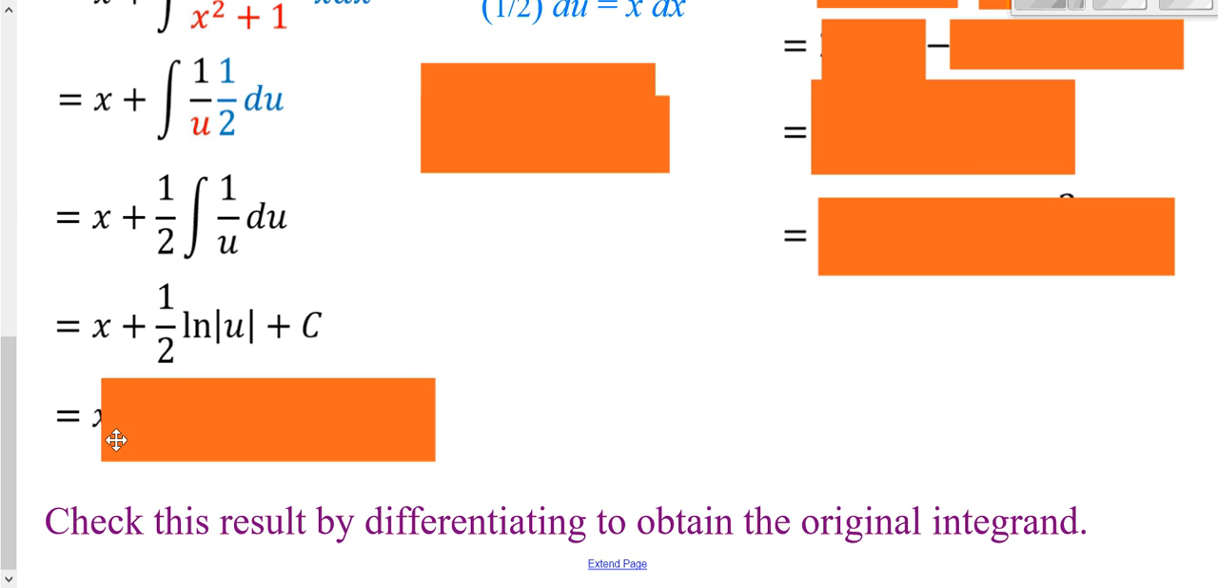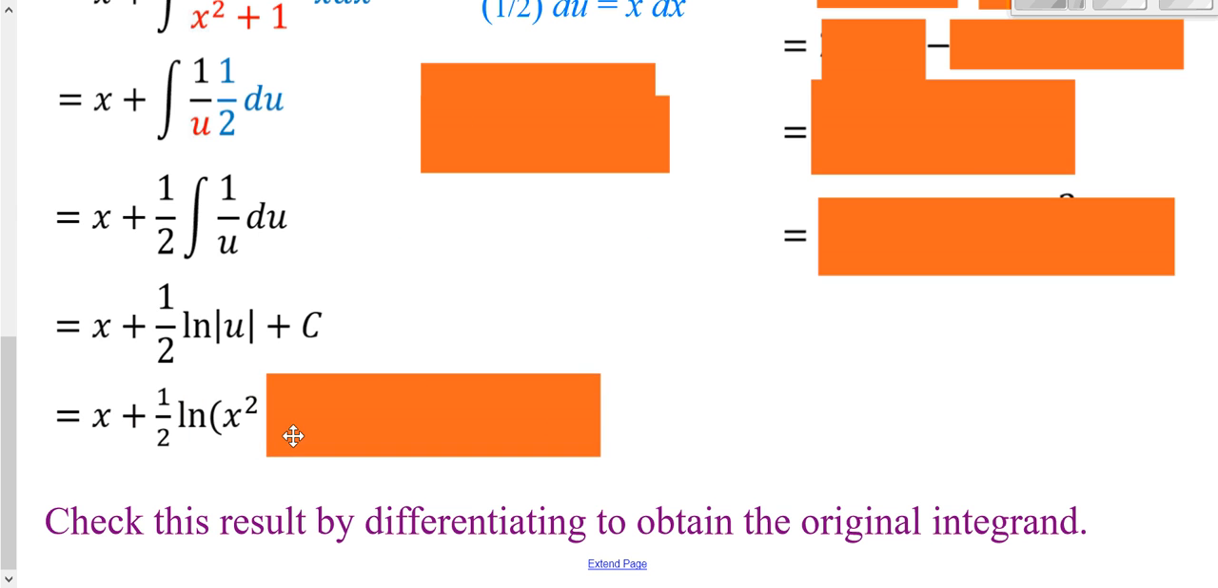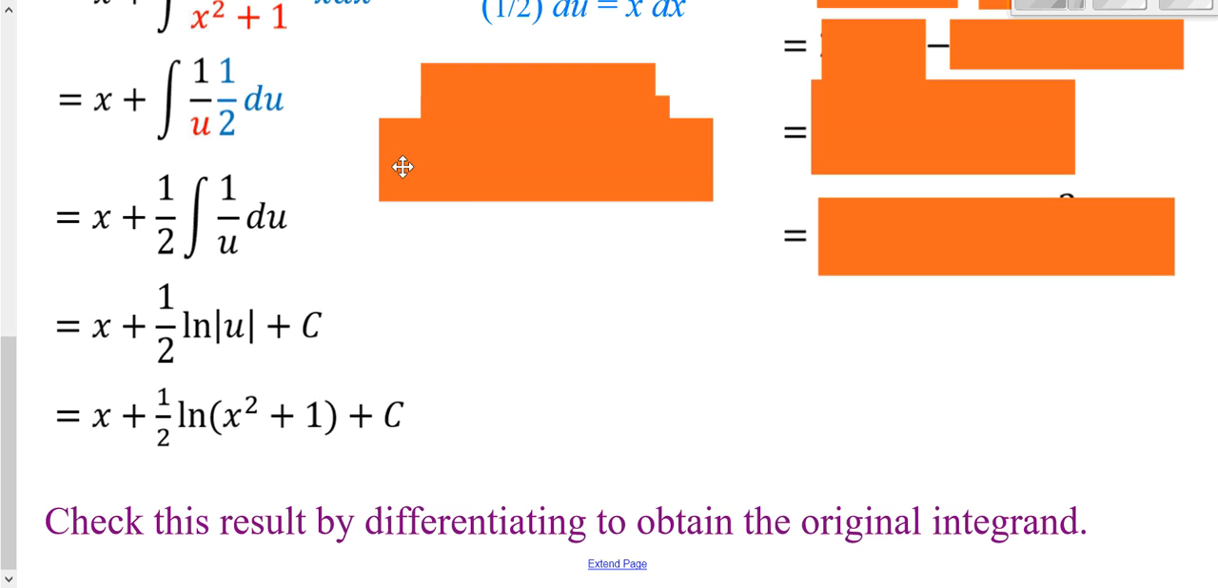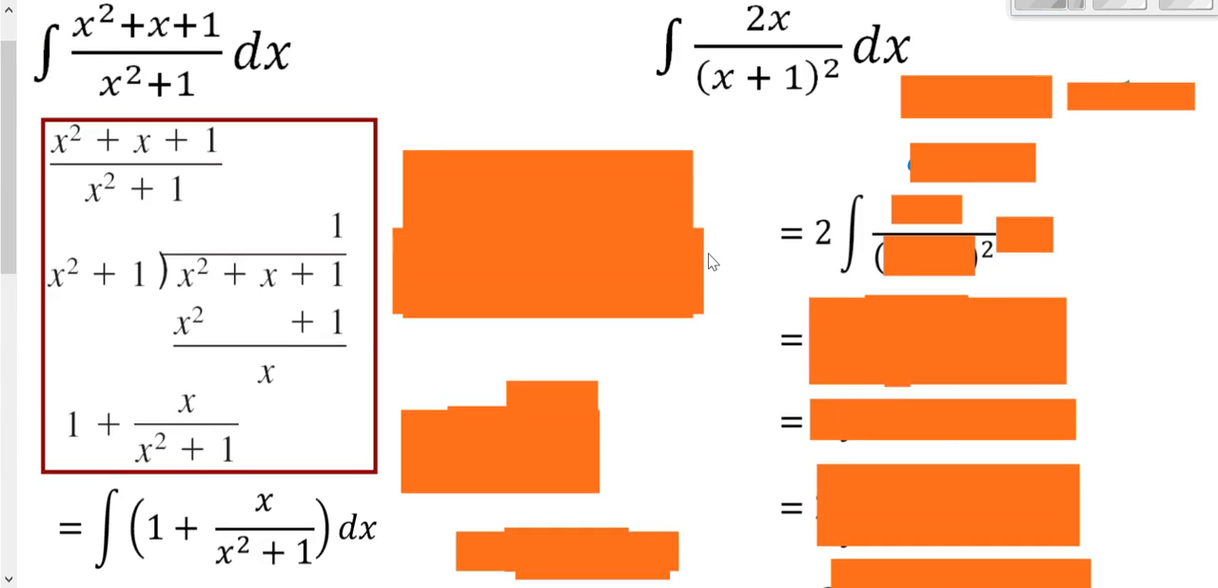Well, then plug in what u is with your plus c. Now, when you're dealing with your integration and you want to know if you're right, you can always take the derivative of your answer to see if you get back to your original. If you do, that means you have the correct answer. So that's another way you can double check your work.